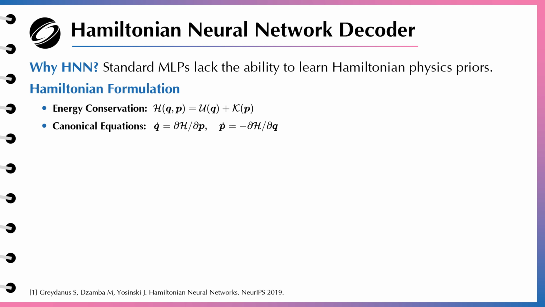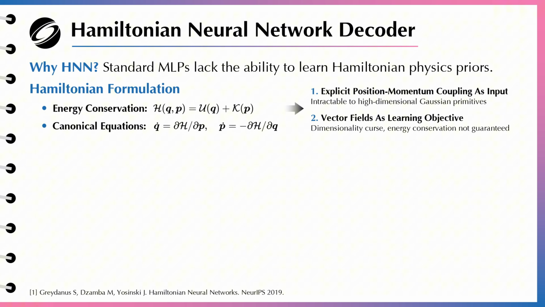Unlike traditional MLPs that compute gradients only during backpropagation, HNN requires forward-mode gradient computation to construct vector fields from scalar potentials. This creates two challenges for high-dimensional Gaussian deformation. First, explicit position momentum coupling as input becomes intractable. Second, directly learning vector fields risks mode collapse due to the curse of dimensionality and lacks energy conservation constraints since energy is fundamentally a scalar quantity.